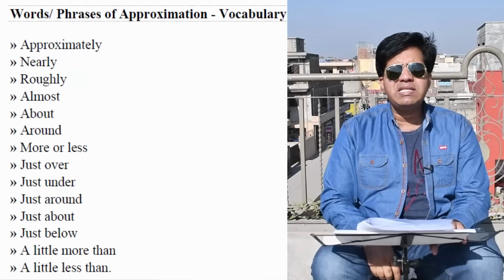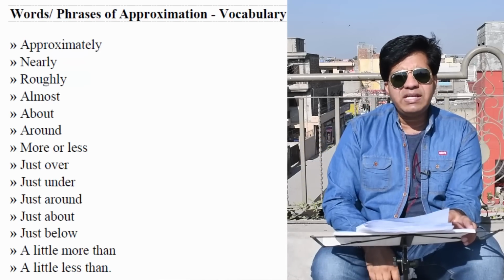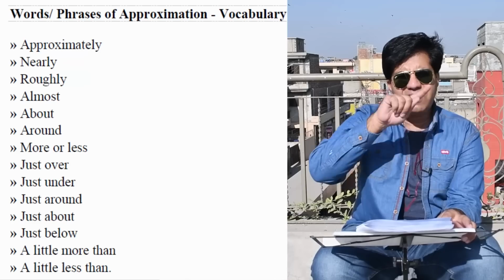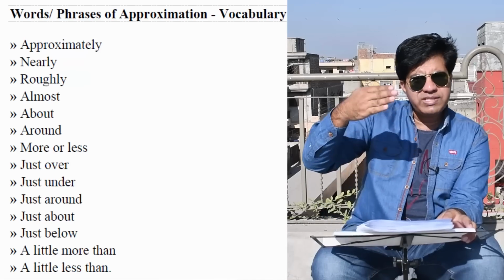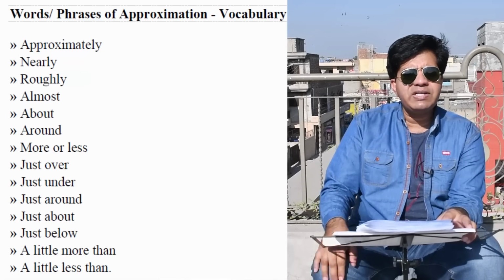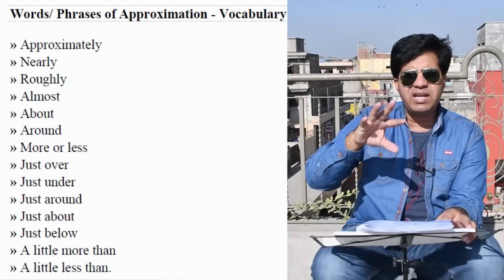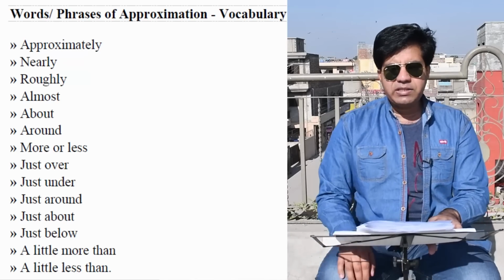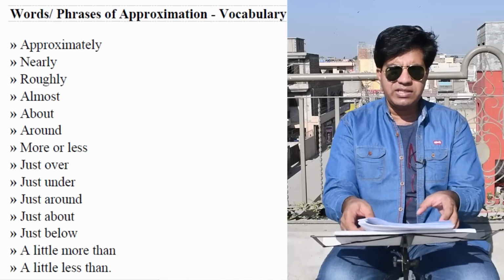Let's just see: approximately 70, nearly 70. It means it can be a little less as well. Roughly 70, it can be a little less or more as well. Almost 70, about 70, around 70 means a little less or more. More or less 70. Just over 70, it can be 71 or 72. Just under 70, it can be 68 or 69. Just around 70 means 71 or 69 or somewhere like that. Just about 70, just below 70, and a little more than 70 means 71, or a little less than 70, that means again 69, and so on.